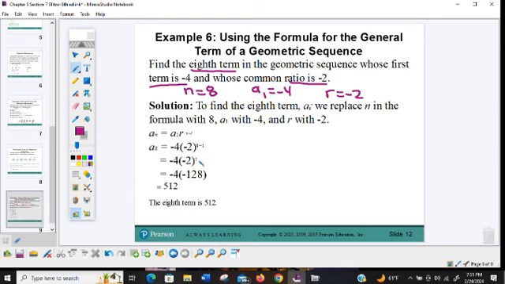Remember, for order of operations, you're going to do negative 2 to the 7th power first. That is negative 128. Then you do negative 4 times negative 128, and you get a positive 512. So the 8th term in this sequence is 512. Now you could start with the first term and multiply every time, and you should get the exact same thing if you do it 8 times, 512.